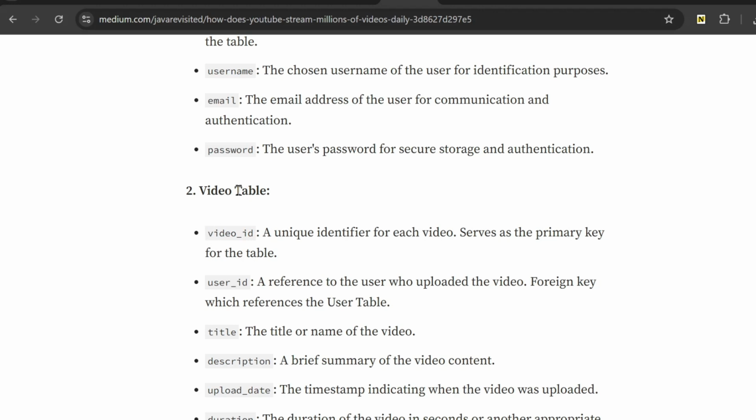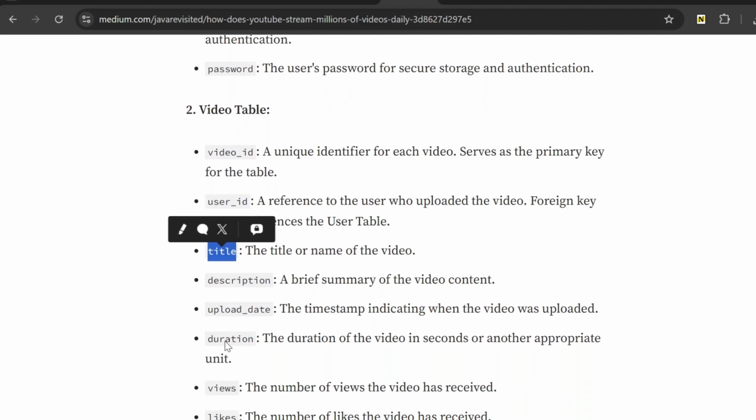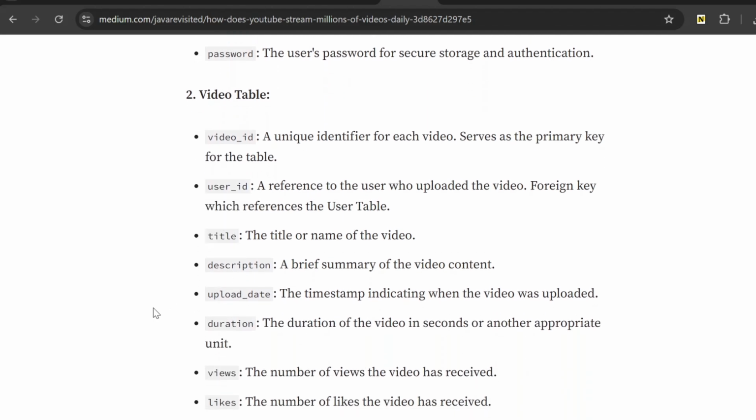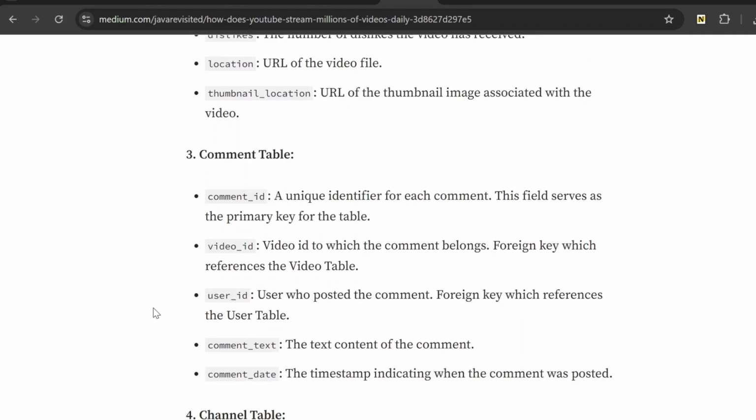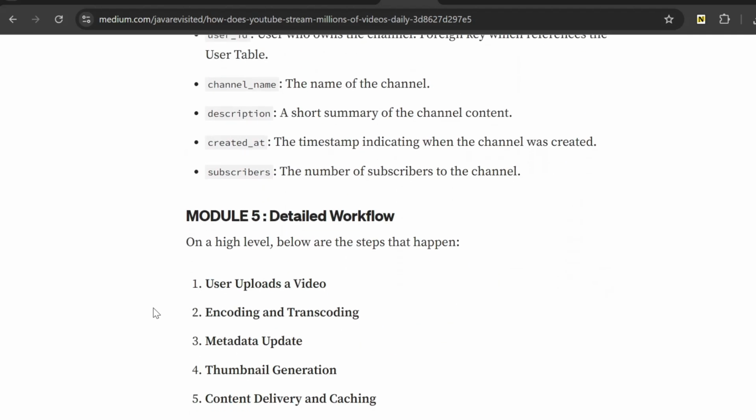A video is uploaded by a user, so that user ID has to be there. A video should have a title, a description, when it was uploaded, and the duration of the video. All of those details are the mandatory fields that you would need. Comment table, channel table, like that. Once you're done with this, your notes are ready for you to refer anytime. When you reach this point, you can say that 50 to 60% of your notes is ready. It's done.